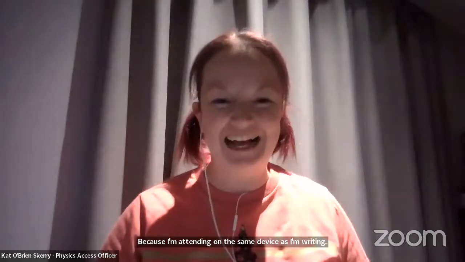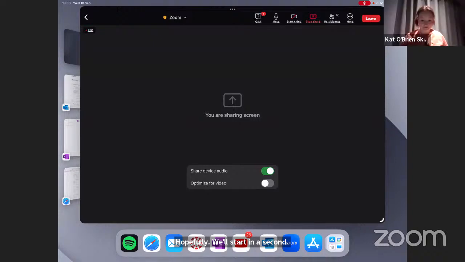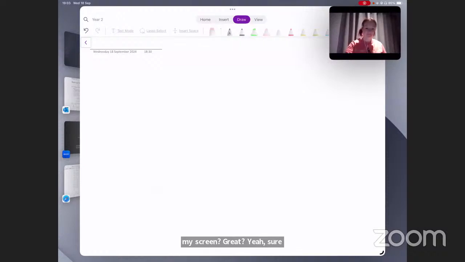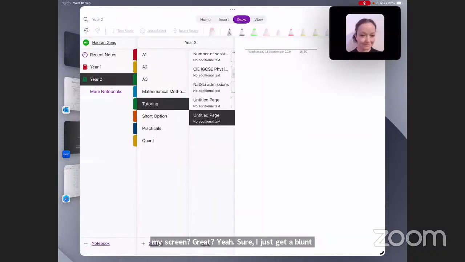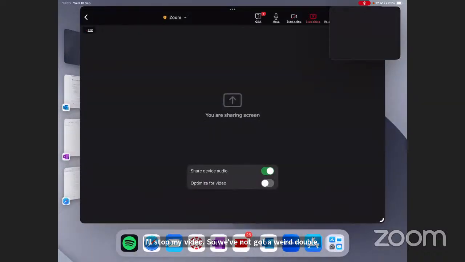Yeah, I will do that. Yes, of course. Right, so let me share my screen. Sorry, I've turned on my camera because I'm attending on the same device as I'm writing, and I don't think you guys want to see my chin, but hopefully we'll start in a second. Can you see my screen? Yeah, great. Let me just get a blank page open. So I'll stop my video so we've not got a weird double. Yes, thank you. Double cat situation going on.